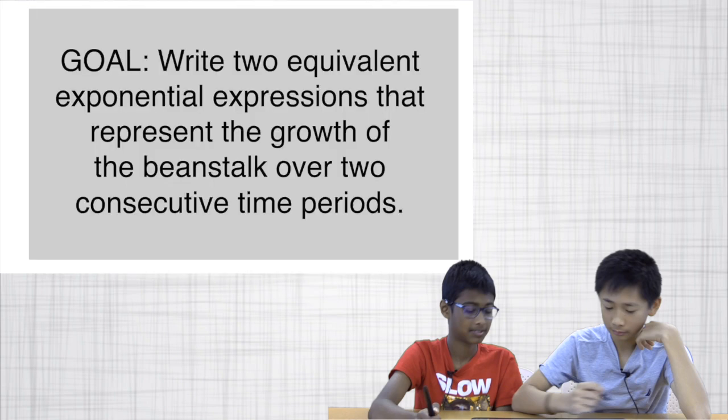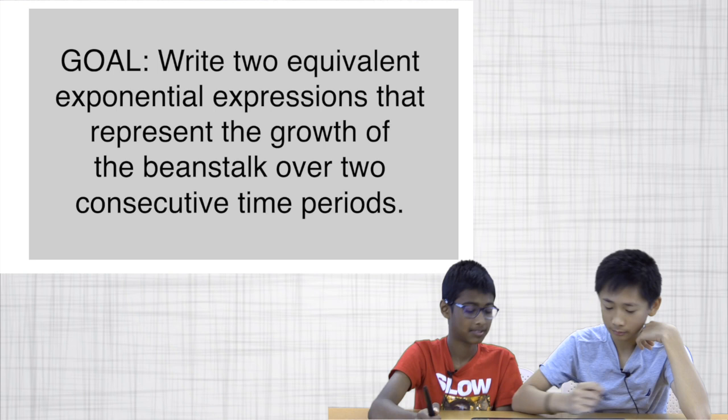In this unit, Josh and Arobindo will use their exponentially scaled number line to reason about exponential expressions, logarithms, and logarithmic expressions. In this first lesson, they will write two equivalent exponential expressions that represent the growth of the beanstalk over 2 consecutive time periods. This will result in an equation that is always true for any 2 consecutive time periods.